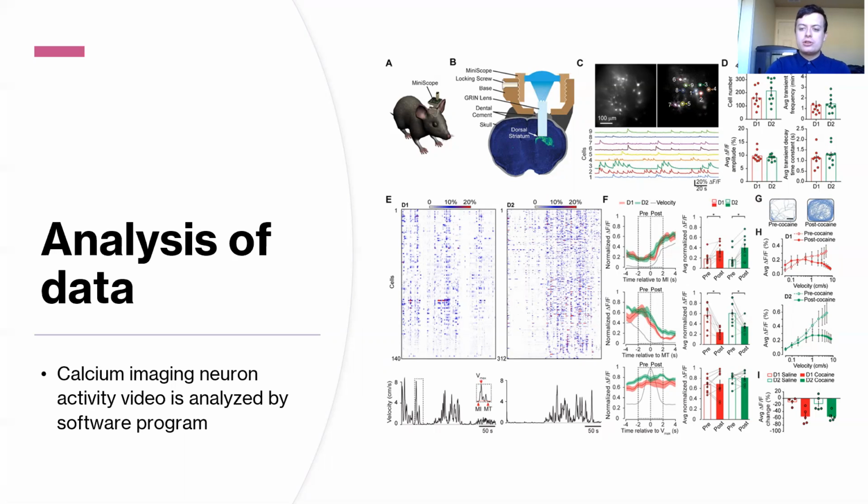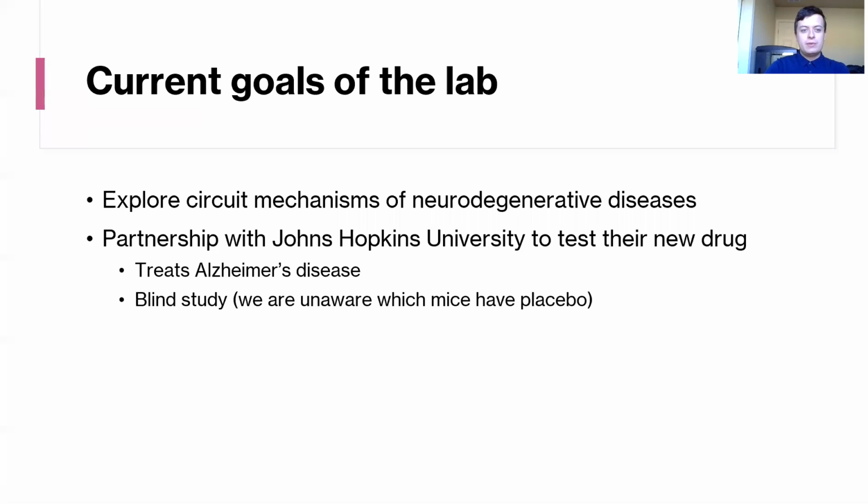Using a mouse model is an extremely convenient way to be somewhat analogous to human neurodegenerative disorders, as mice and humans are rather similar in their physiological makeup. So to that end, the actual application and goals of our lab are as follows. We explore the circuit mechanisms of various neurodegenerative disorders. We have also explored circuit mechanisms of non-degenerative disorders, such as autism, in the past. That is a really important and crucial way of elucidating information about these disorders and diseases so that they're better able to be treated in the future.